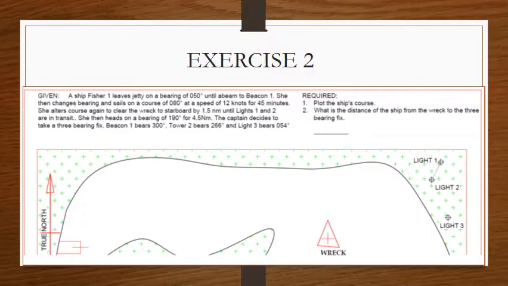So if you look at the things that we are going to look at here, the new terms in this question: the first one is abeam, the second one is the speed of the boat, that is 12 knots, the third one is transit bearing, and the fourth one is 3 bearing fix. So these are the 4 new things we're going to look at in this question.